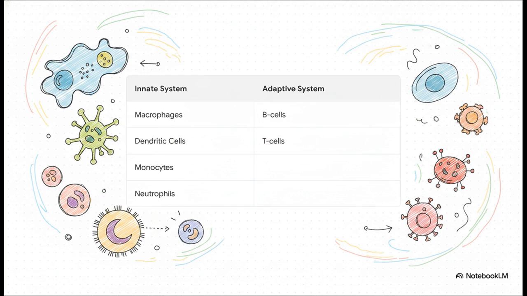Then we have our specialists. Natural killer cells are super important because they actually hunt down and destroy our own infected or abnormal cells, like cancer cells. And eosinophils, they're your primary defense against parasites and are heavily involved when you have an allergic reaction.